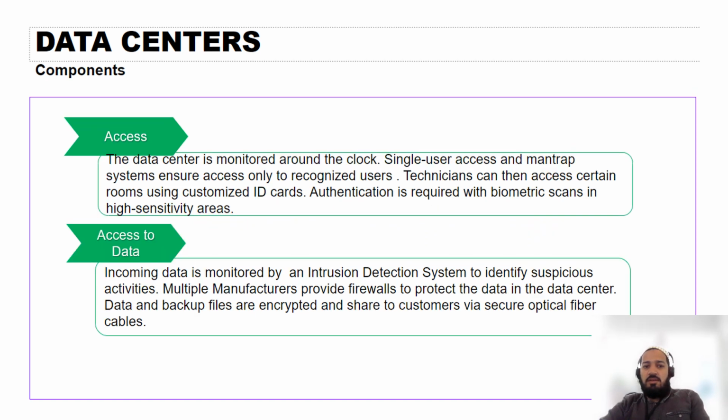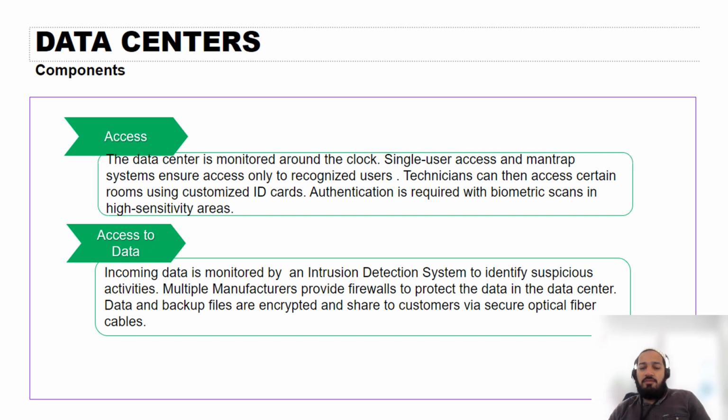Access is monitored around the clock. Single-user access uses a man trap system, ensuring access only to recognized users, and technicians can also access certain rooms using customized ID cards. Authentication is required for all users accessing highly sensitive areas, using biometric scans. For access to data, intrusion detection systems are there. Any suspicious activities can be blocked within a few seconds.